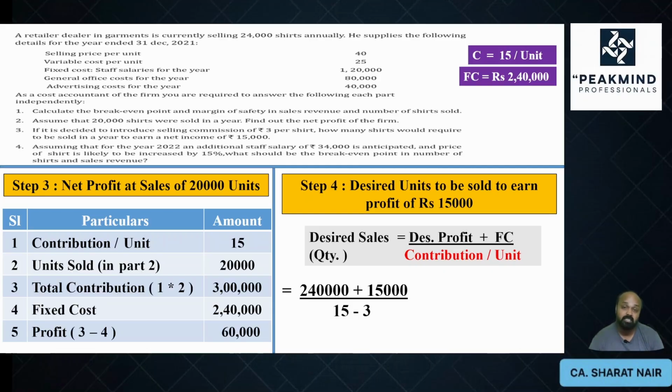Now the earlier contribution is 15. What is happening in the third part of the question? They are saying there is an additional variable cost of 3 rupees. So what will happen to the contribution? From 15 it will fall further. So 15 minus 3, it will be 12. So 2,55,000 divided by 12 gives me the number of units to be sold to earn the profit of 15,000, which is 21,250 units. So with this we have done the third part of the question too.